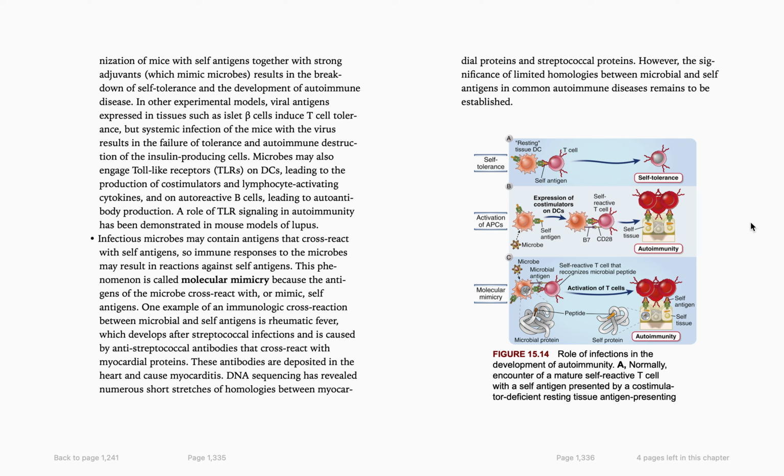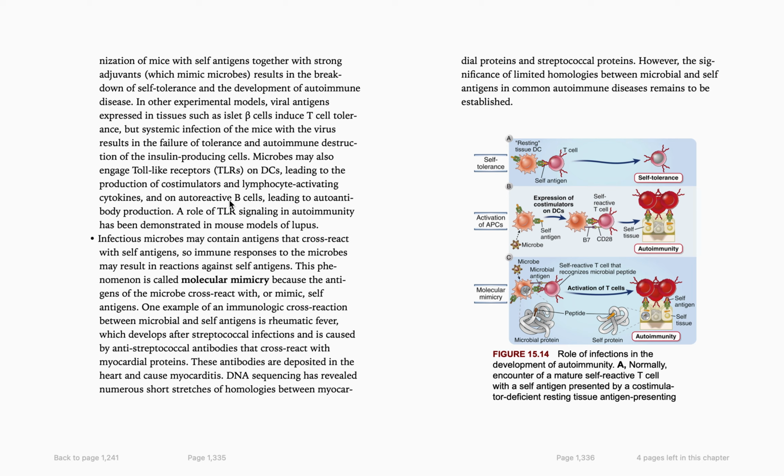Microbes may also engage toll-like receptors on dendritic cells, leading to the production of costimulators and lymphocyte-activating cytokines, and on autoreactive B cells, leading to autoantibody production. A role of toll-like receptor signaling in autoimmunity has been demonstrated in mouse models of lupus.